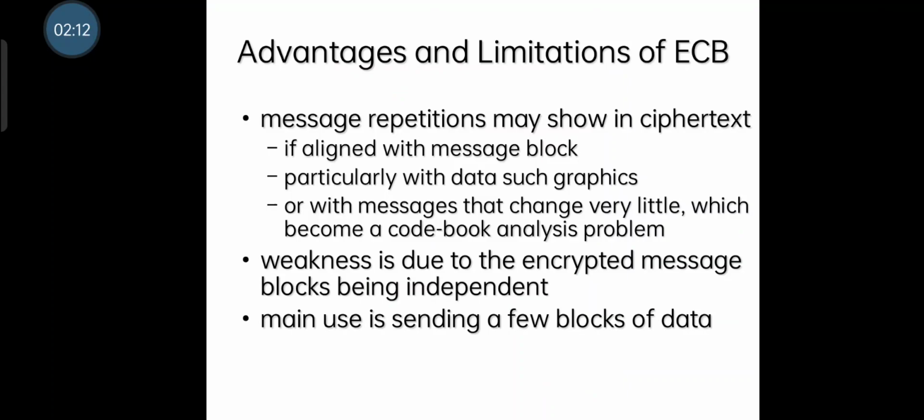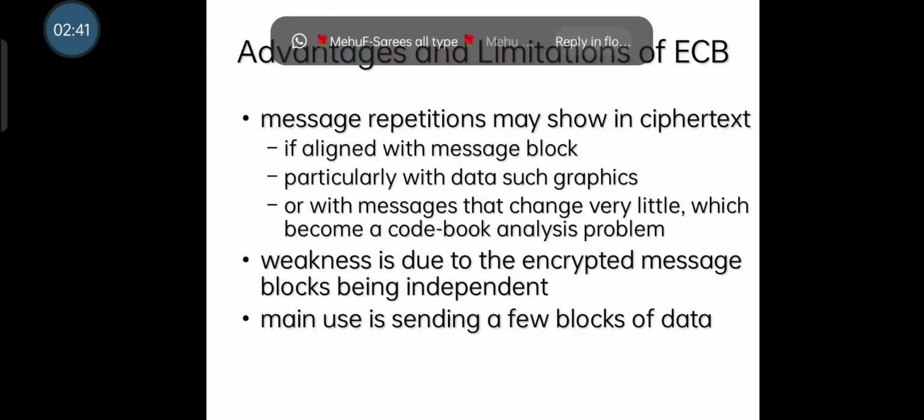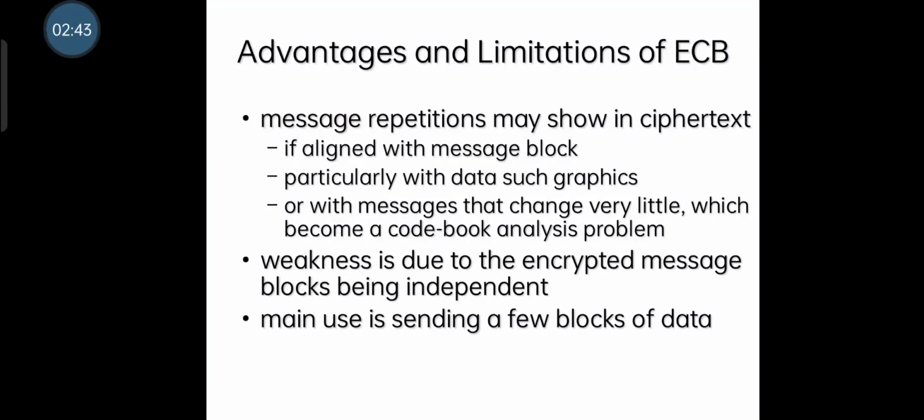Advantages and limitations of ECB. Message repetitions are shown in the ciphertext if the message is aligned with the message blocks. The weakness is that the encrypted messages are independent, and it can be used only for a few blocks of data. We can't use it for a large amount of data. Another disadvantage is that the same key is going to be used here.